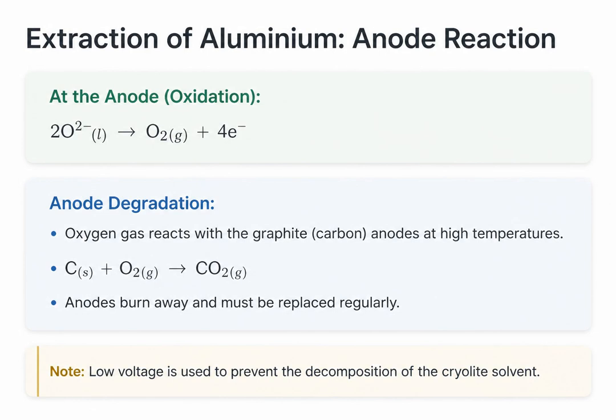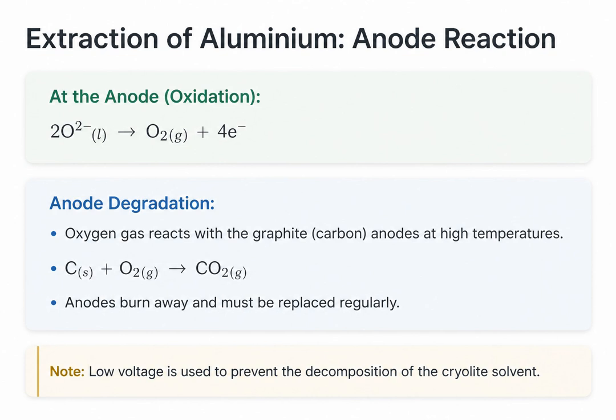Meanwhile, at the positive anodes, oxidation is taking place. Oxide ions lose electrons to form oxygen gas. However, this creates a significant engineering challenge. The anodes are made of carbon graphite, and the cell is operating at 900 degrees Celsius. At this high temperature, the freshly generated oxygen gas reacts immediately with the carbon anodes, producing carbon dioxide gas. Consequently, the anodes literally burn away over time and must be continuously lowered into the melt and eventually replaced.